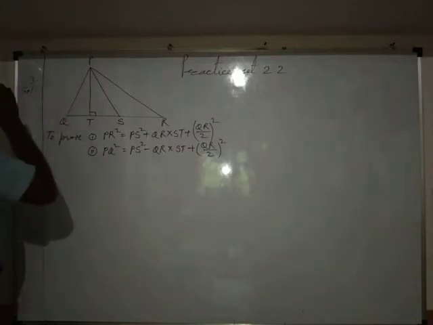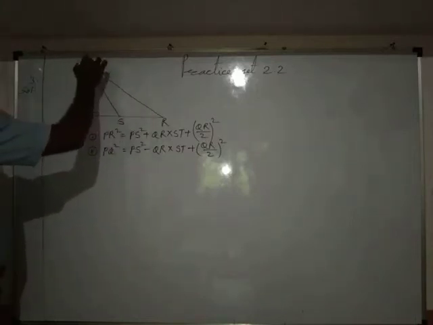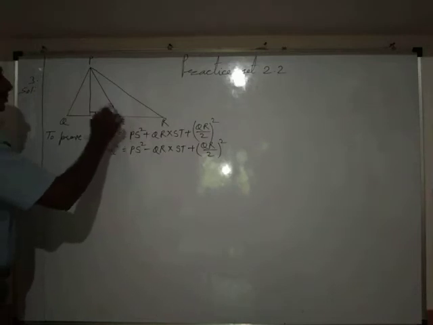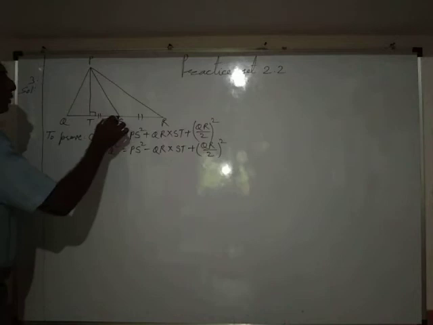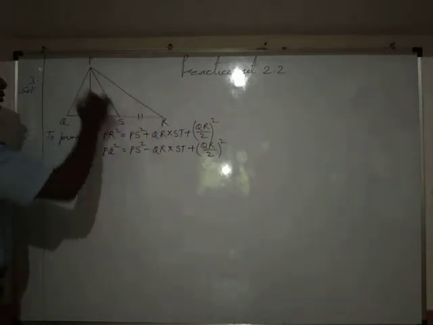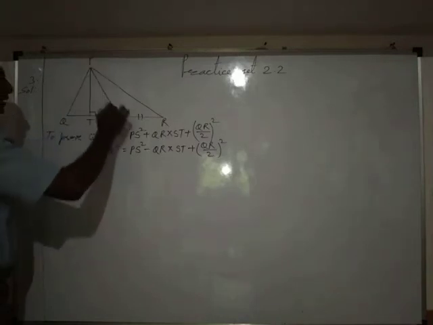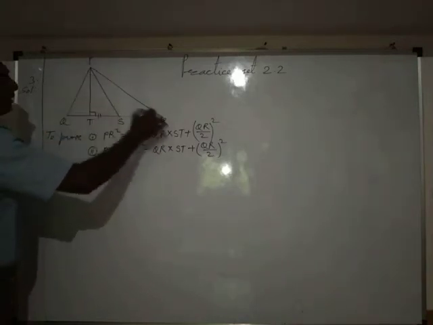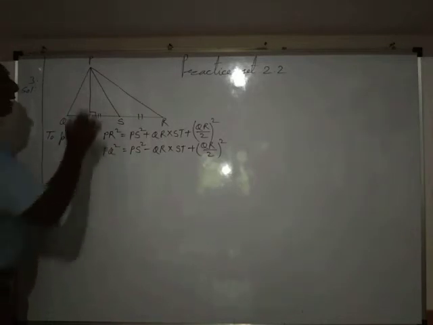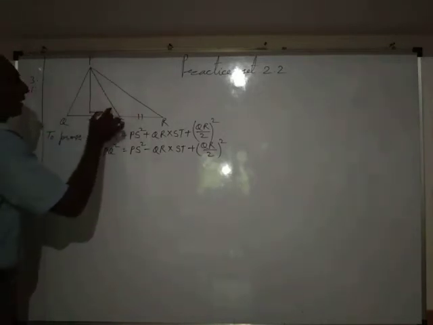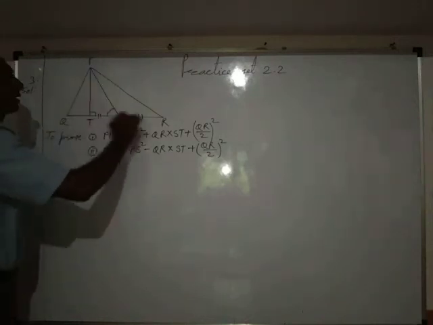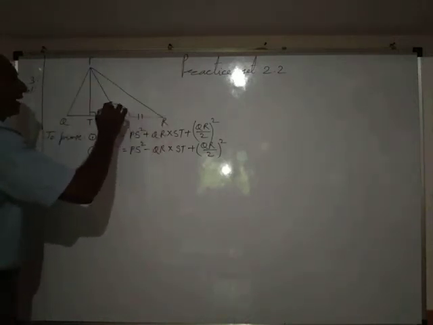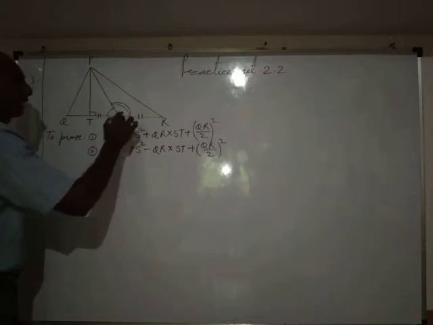If you observe the diagram carefully, you may note that seg PS is a median. Due to seg PS, triangle PQR is divided into triangle PSQ and triangle PSR. In triangle PSQ, angle PSQ is an acute angle, and in triangle PSR, angle PSR is an obtuse angle.